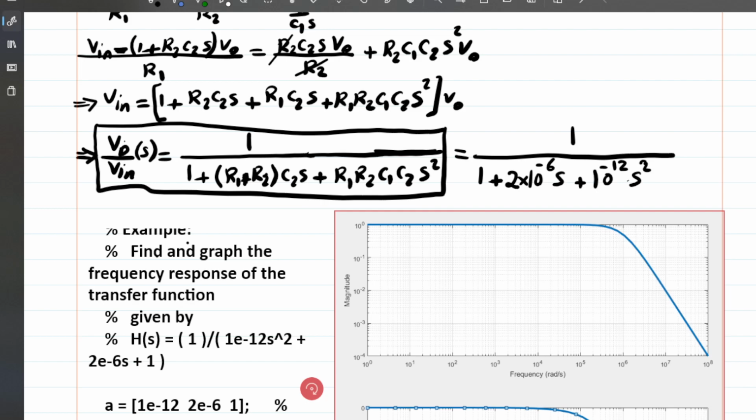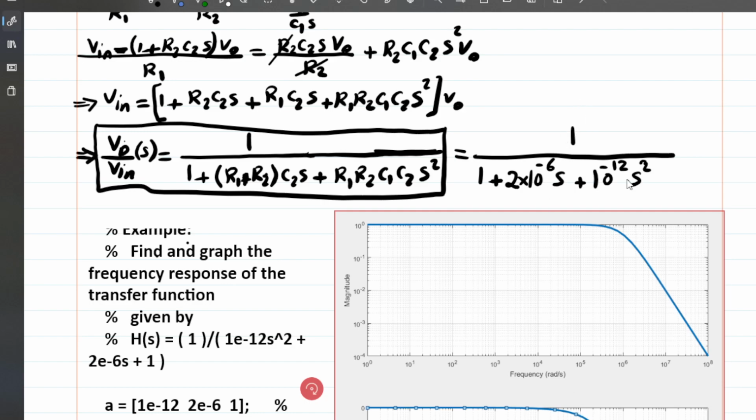And the phase is the same thing. When you get to a point at least 10 times higher than the location of the poles, you can see that the phase has changed by negative 180 degrees. That's because per pole, the phase changes by negative 90. So you have two poles, you change by negative 180.